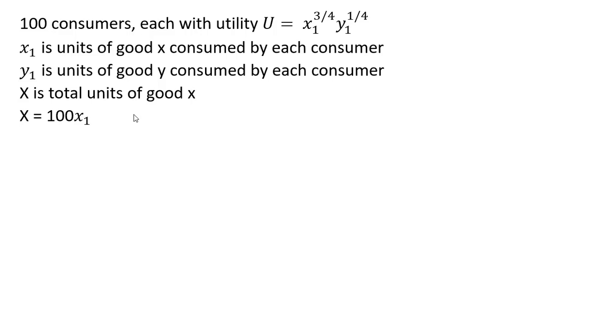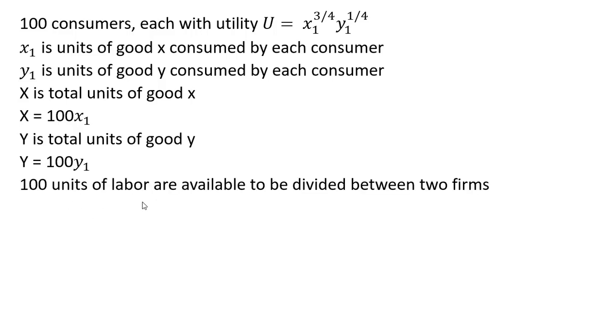X is total units of good X, and therefore total units of good X will just be 100 times X subscript 1. So there's 100 consumers multiplied by the consumption of each consumer, which gives us total units of good X. And likewise for good Y, capital Y is total units of good Y, which is just 100 consumers times the consumption of an individual consumer.